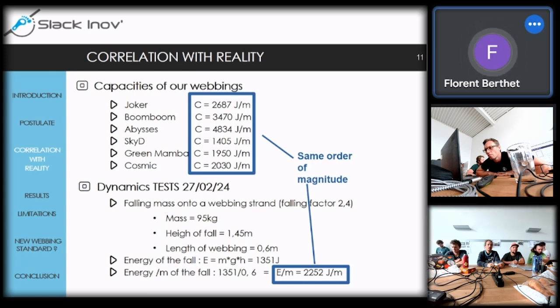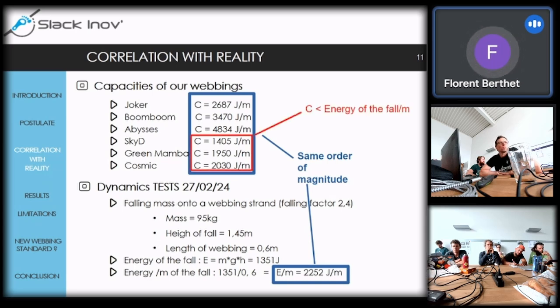We decided to go for those values for the test, so a 2.4 fall factor with a 95 kilogram mass, in order to be as close as possible to the breaking strength, to the failure of the webbings, because this was for us the most critical part we wanted to determine. Close to failure, we have almost the same order of magnitude between the real energy of the fall and the energy that the webbing is able to absorb. And something even more interesting is, if you look at the last three webbings, the Skydy, the Green Mamba, and the Cosmic, you can see that the capacity is lower than the energy of the fall. So these webbings are supposed to be weaker than the energy they are absorbing during the test.